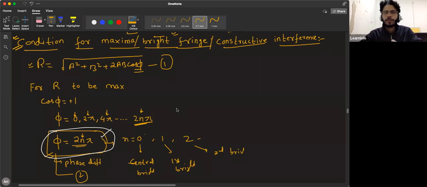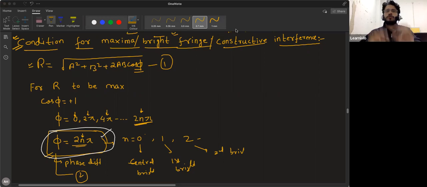Note it down. So these are the conditions for bright fringes. So what does fringes mean? Fringes means spots only. Two lights combine and they form some bright spots and some dark spots. So the fringes mean the spots only. Okay, sir.